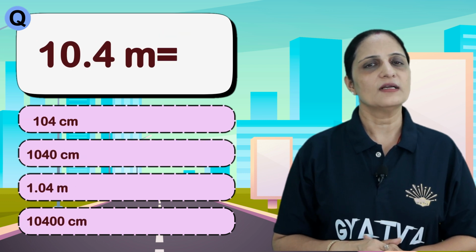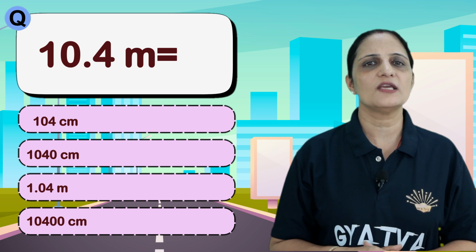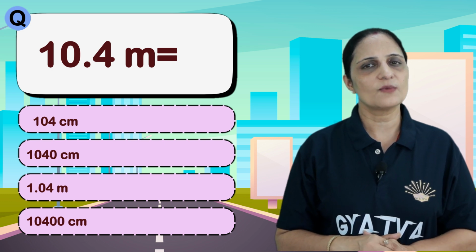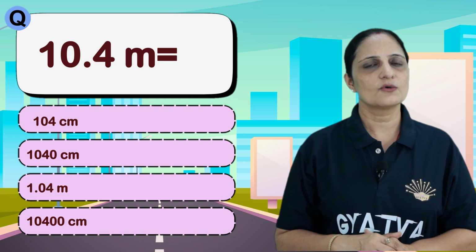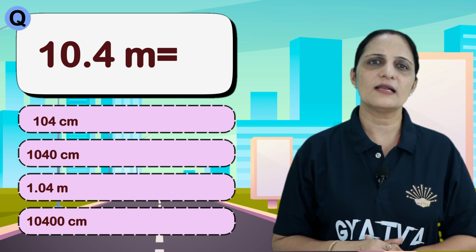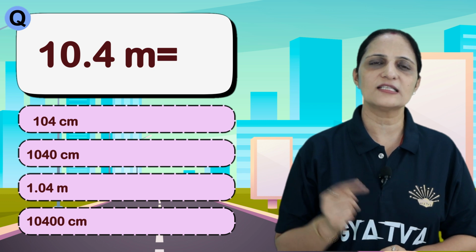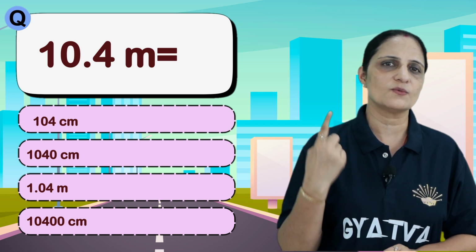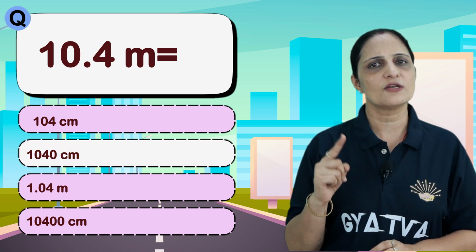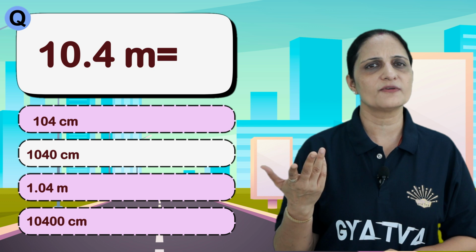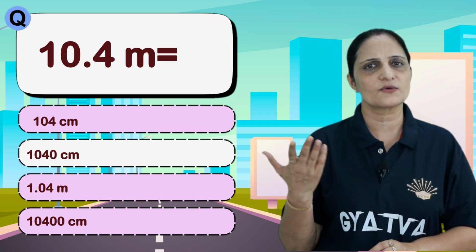Question number 5, 10.4 meter is equal to. So everybody knows 1 meter is equal to 100 centimeters. So multiply by 100, we are left with 1 0 because one decimal goes with 1 0. So you are left with 1 0. So the correct option goes for 1040 centimeter. It is more of a mathematical question, I think, than a physics question.